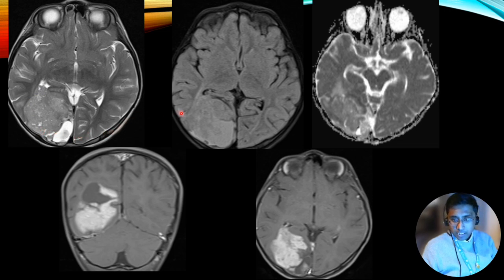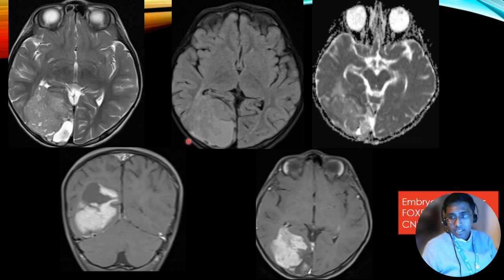And if you see the diffusion restriction, you can see that the periphery of the mass shows some degree of diffusion restriction, though not like the ones we saw before in medulloblastoma or in ATRT where you have intense restriction, and we can see that the solid portion of the mass is showing post-contrast enhancement. Some minimal perilesional edema is also seen surrounding the mass. So this turned out to be a FOXR2 activated embryonal supratentorial tumor.